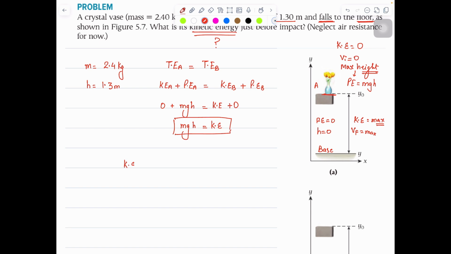So kinetic energy is equal to m, which is 2.4, times g, which is 9.81, times height, which is 1.3. Solve it, and your answer is 30.6 joule. Clear? This is your kinetic energy at the base position. Clear, guys? Okay. Now let's move to the next question.